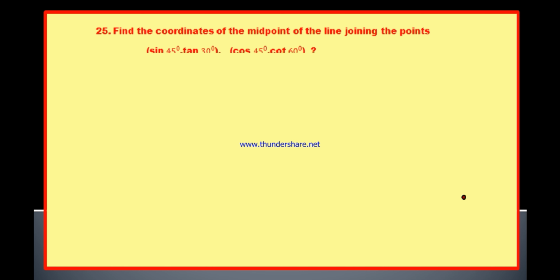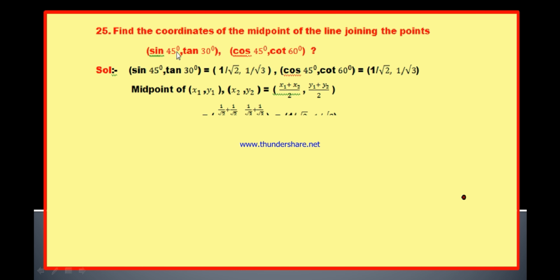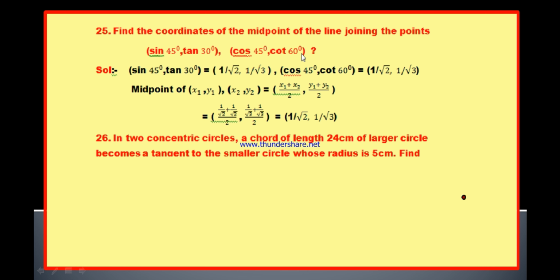Now question number 25. Find the coordinates of the midpoint of the line joining the points (sin 45 degrees, tan 30 degrees) and (cos 45 degrees, cos 60 degrees).